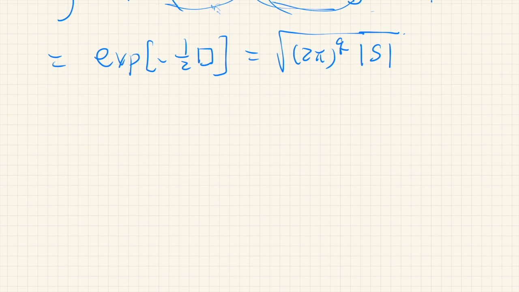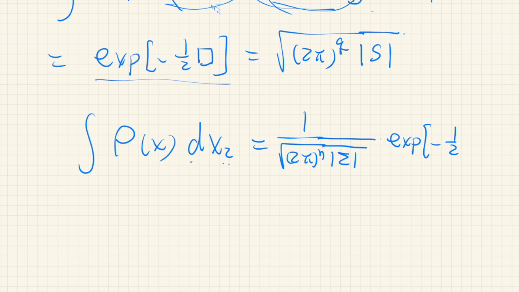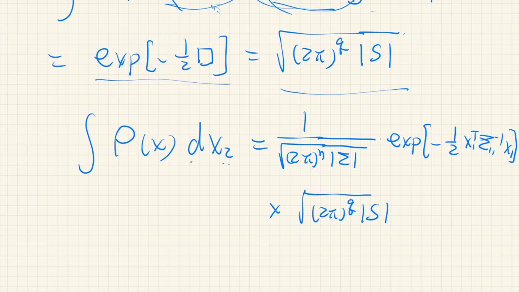So let's put this back into the original density function. If we integrate the original density function for the multivariate normal distribution with respect to x2, what we get is the original normalization constant, 2 pi to the power of n times the determinant of sigma. And from here, we have the exponential of negative 1 over 2 x1 transpose sigma 1 1 inverse x1, times this thing, times 2 pi to the power of q and the determinant of S.